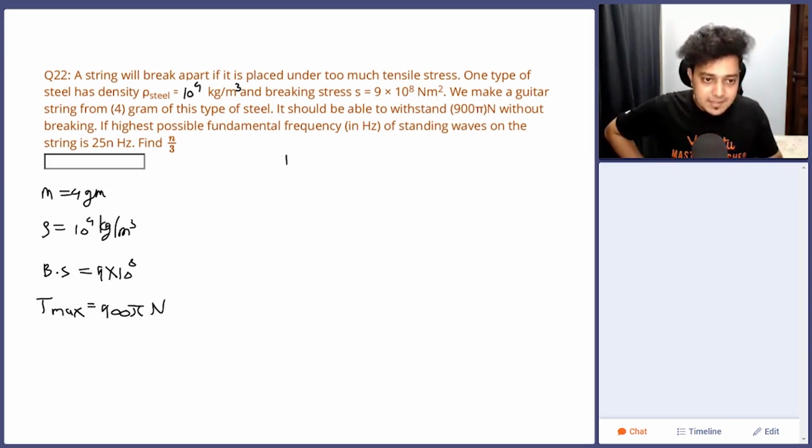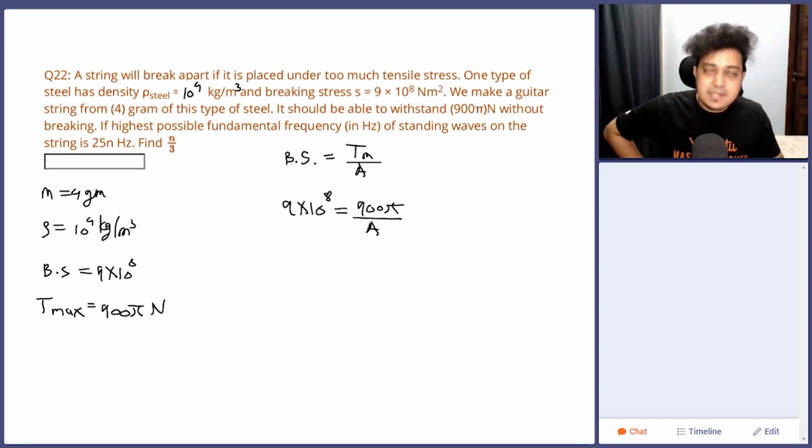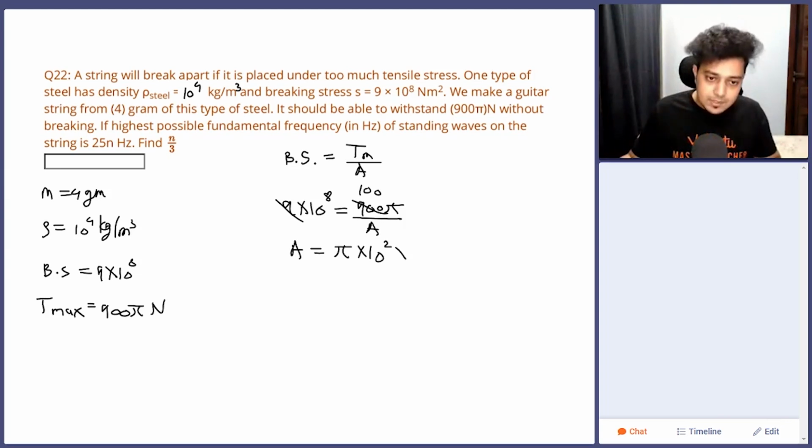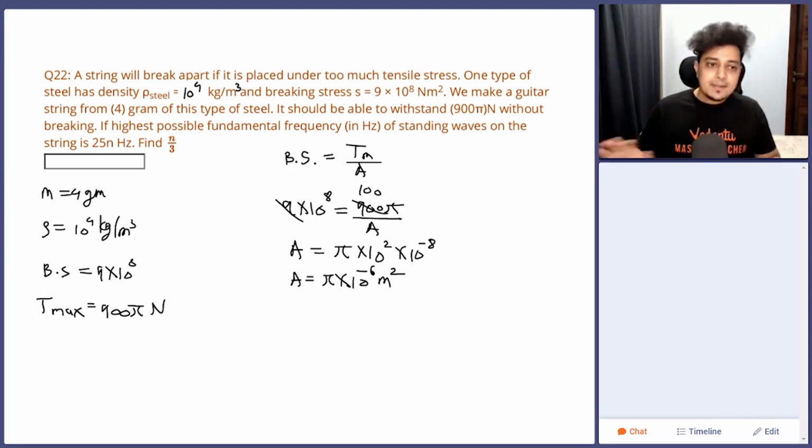cross section area. So breaking stress is the maximum stress it can take, right? And that is equal to maximum tension divided by cross section area. So breaking stress is 9 into 10 raised to 8, and the maximum tension it should withstand is 900 pi. Then this will give us the area value. Correct? So area will be equal to pi. This 9 and this will be cancelled. This is 100, so 100 means 10 raised to 2, and 10 raised to 8 shifted, so 10 raised to 2 into 10 raised to minus 8. This is your area value: pi into 10 raised to minus 6 meter square.